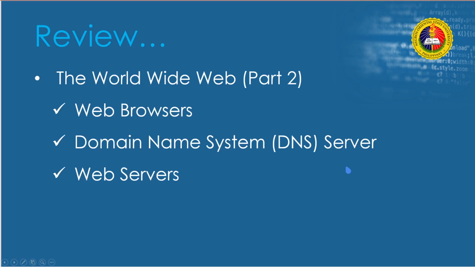Alright, so just to review, last meeting we discussed the World Wide Web part 2, meaning we talked in detail about how exactly the World Wide Web works. Particularly, we talked about the three different systems: the web browsers, the domain name system servers, and web servers. So I'm hoping everybody has fully understood what that is all about. I hope that right now everybody is already familiar with the processes involved every time that we visit a website or we open up our web browsers to browse the internet or the World Wide Web.